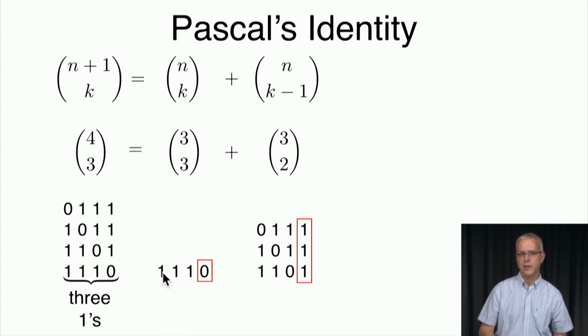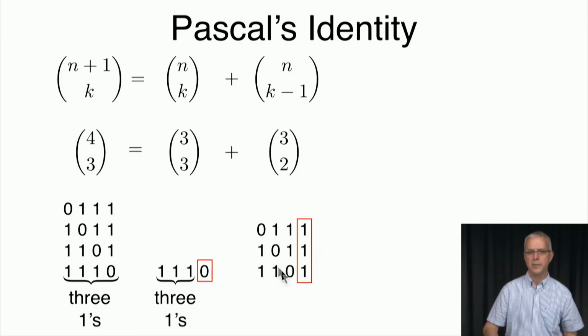So how many elements do we have here? Well, the last bit is 0, so that means that we have 3 ones in the first 3 locations, and the total number of such sequences is 3 choose 3, because we have 3-bit sequences with 3 ones, namely a single sequence. And how about this set? How many elements are here?